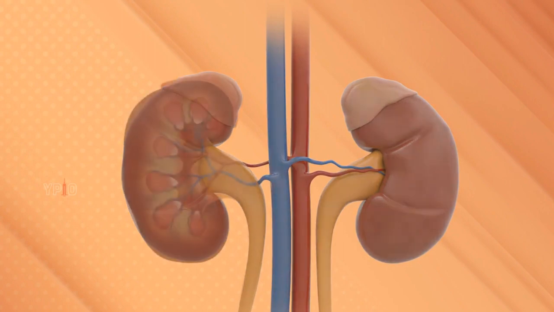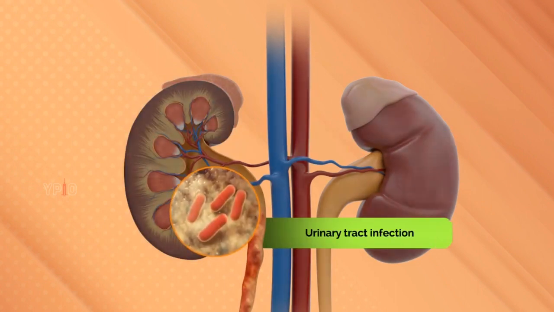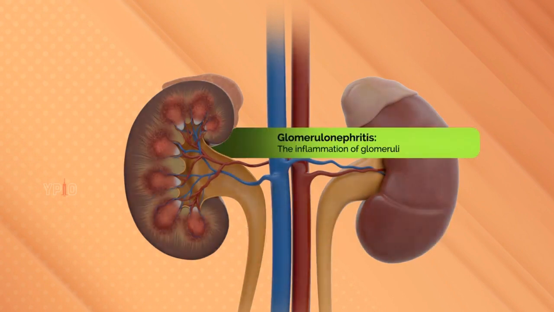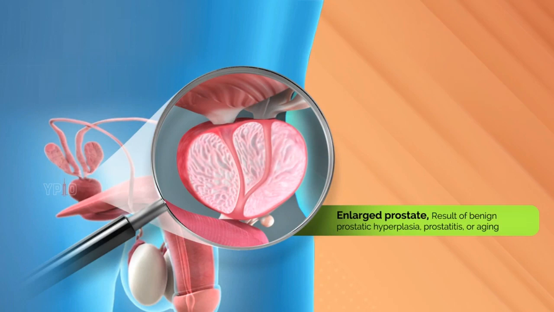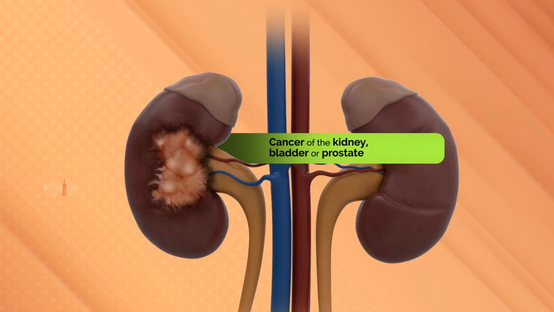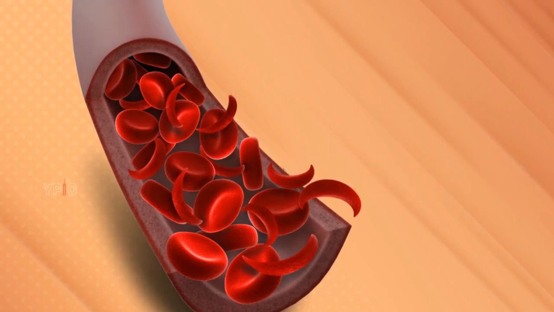Causes. The various causes of blood in the urine include kidney infection or pyelonephritis, urinary tract infection, kidney or bladder stones, glomerulonephritis, the inflammation of glomeruli, which are the kidney's filtering units, enlarged prostate as a result of benign prostatic hyperplasia, prostatitis, or aging, kidney injury as a result of an accident or contact sports, cancer of the kidney, bladder, or prostate, inherited disorders such as sickle cell anemia.